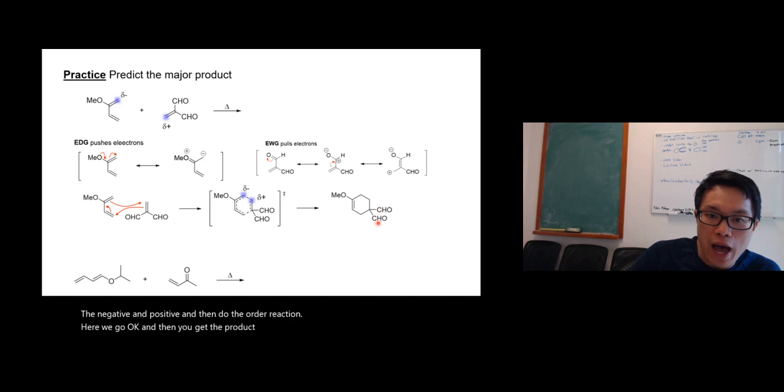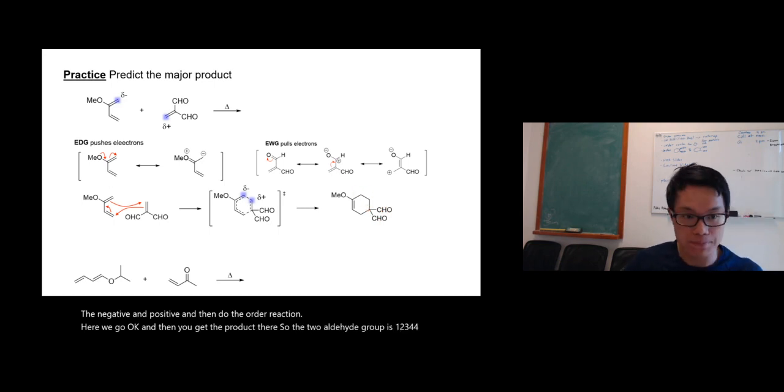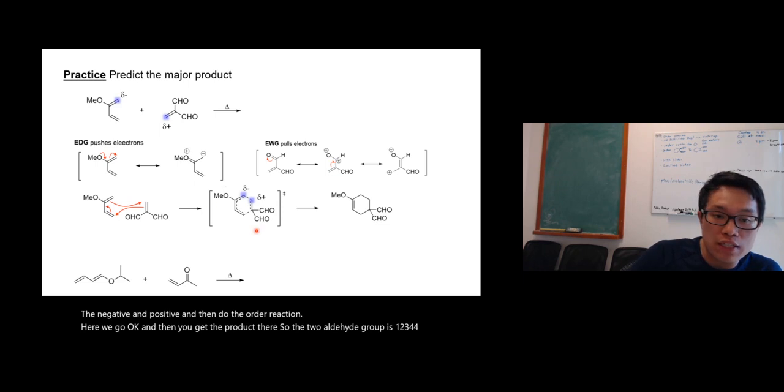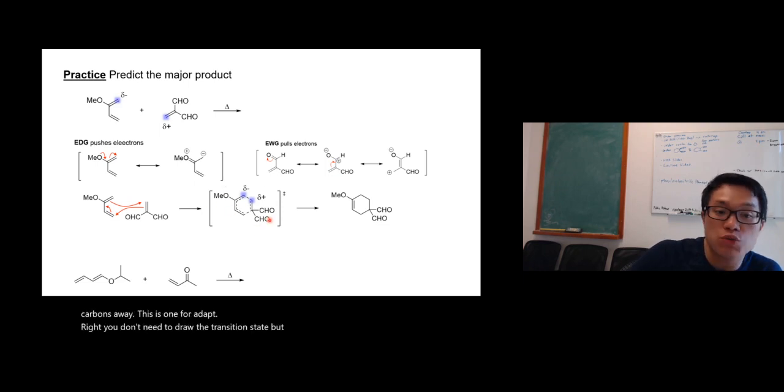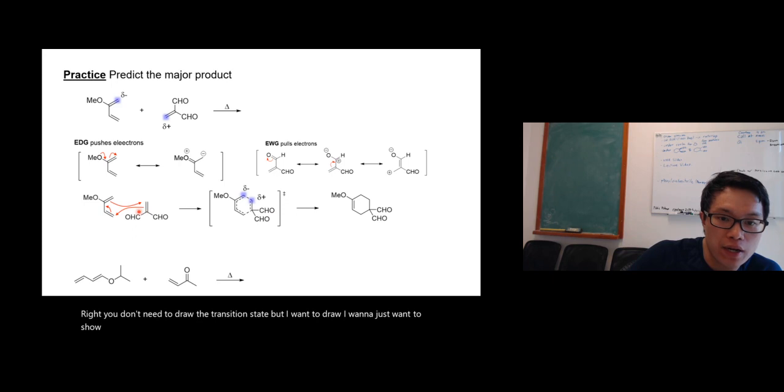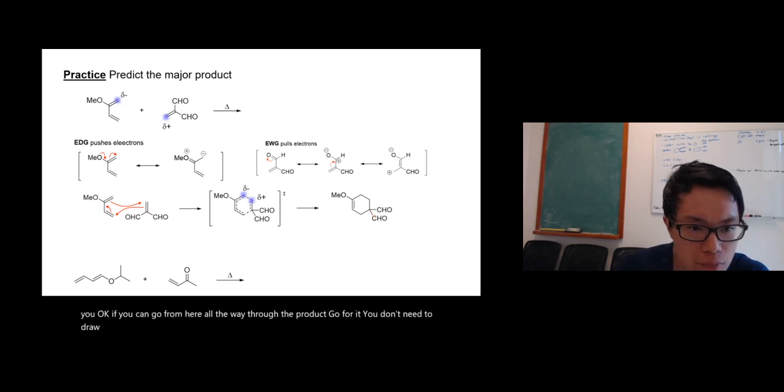So the two aldehyde groups are 1, 2, 3, 4 carbons away. This is the 1,4 adduct. Right? You don't need to draw the transition state, but I want to draw it. Just want to show you. Okay, if you can go from here all the way to the product, go for it. You don't need to draw the transition state.